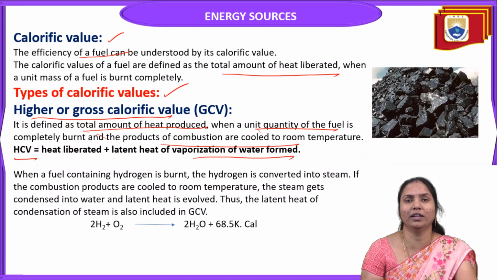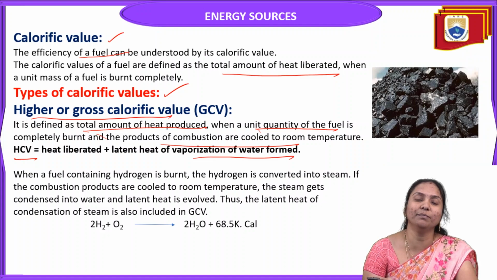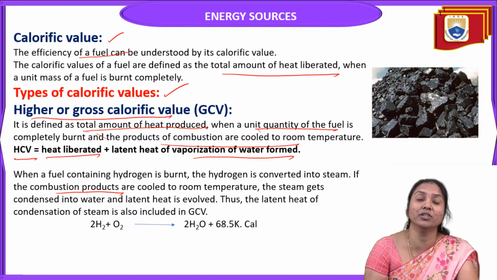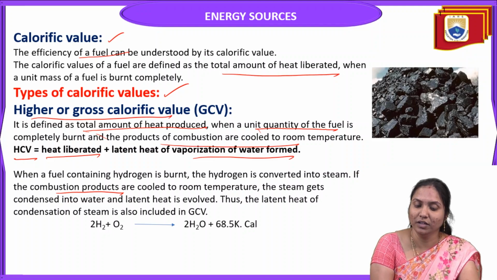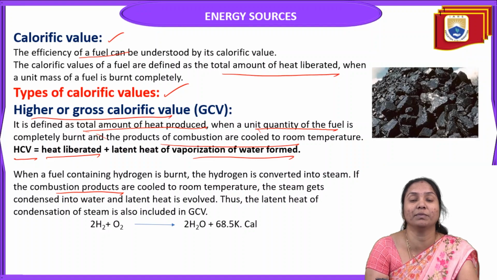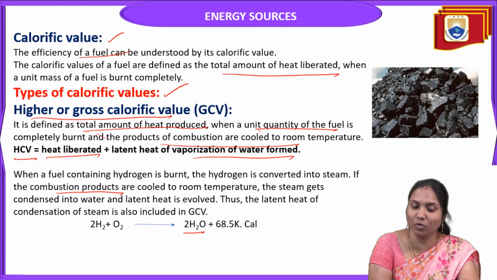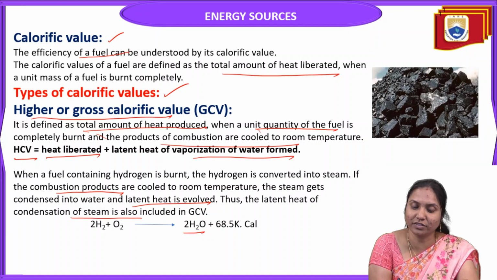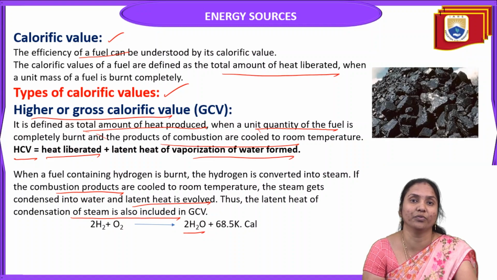For example, hydrogen is usually present in fuel. During the burning process in the presence of oxygen, it produces combustion products and liberates heat. That is called the heat liberated. We also consider that the combustion products are cooled to room temperature. Hydrogen reacts with oxygen and produces water, so the steam combustion product is cooled to room temperature. In this case latent heat is evolved. Thus the latent heat of condensation of steam is evolved, and it is also included in the gross calorific value.